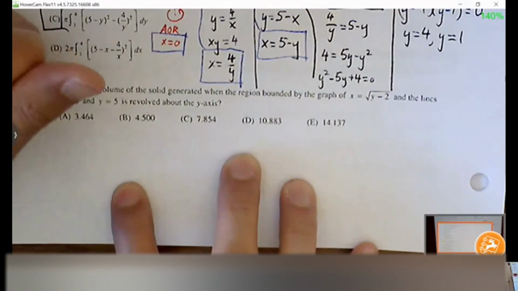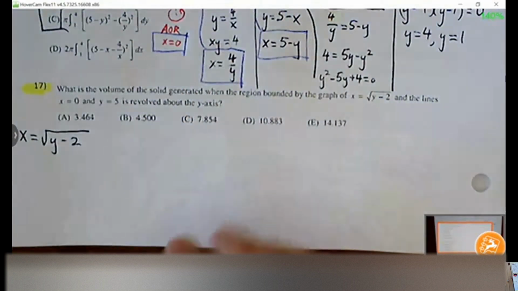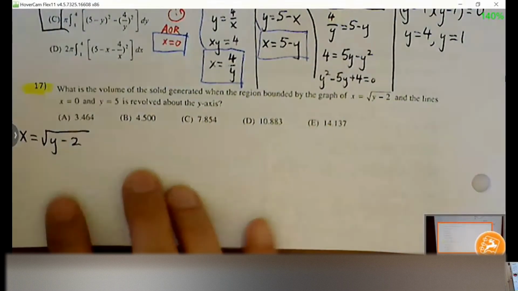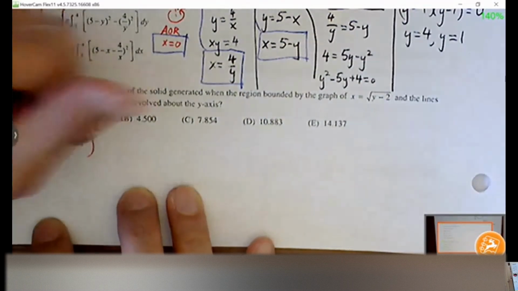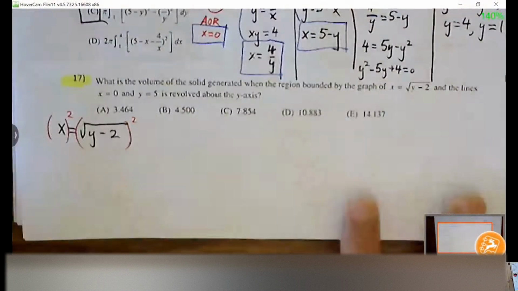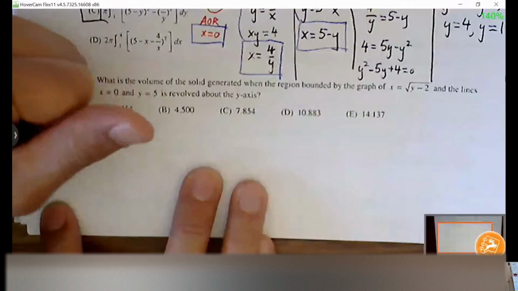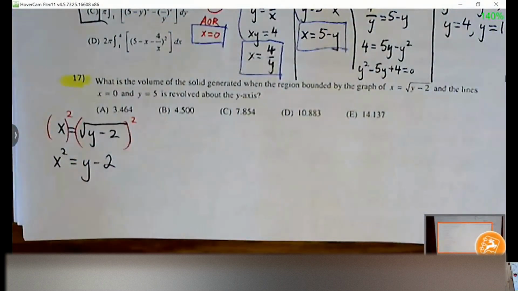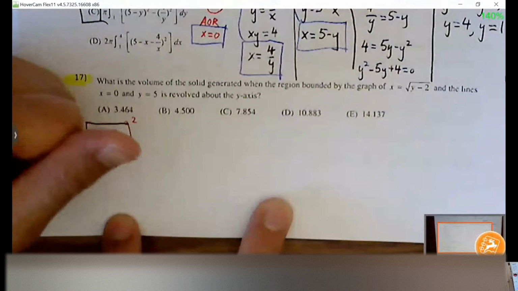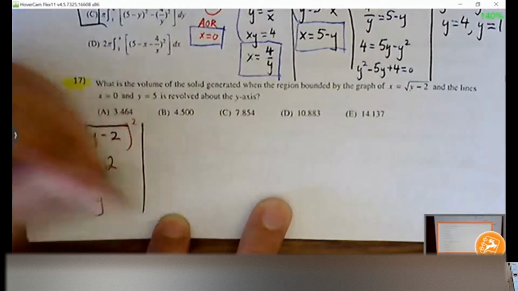So, I'm going to rework this equation just so I can have an easier time visualizing my graph. If I square both sides, I can make my way to solving for y. The square root goes away. I add 2 to both sides. All right, so this is more familiar, right?